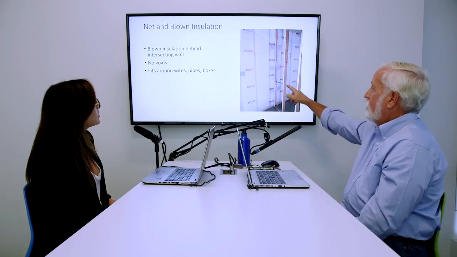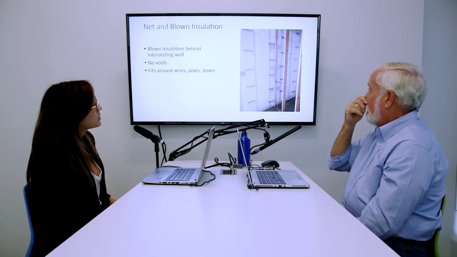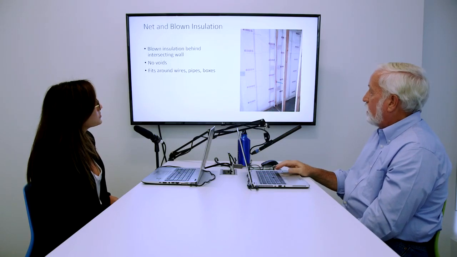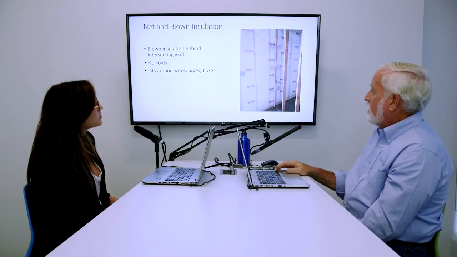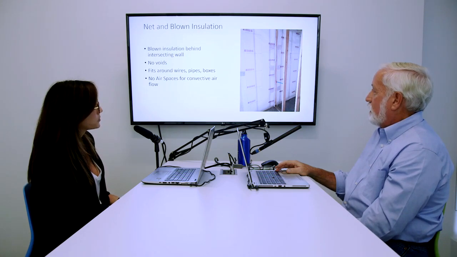See, I'm guessing this is a pipe to a hose bib going out through the wall. And so where it goes through the wall, it's going to fit right around it. There's no trying to cut and fit around it. There's no air spaces for that convective airflow. Yeah, I love this.